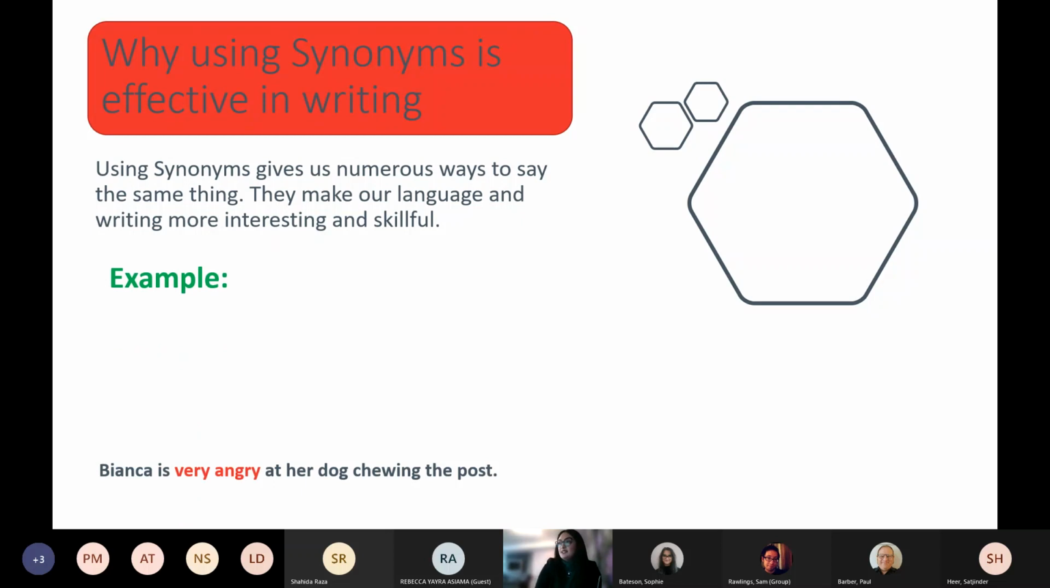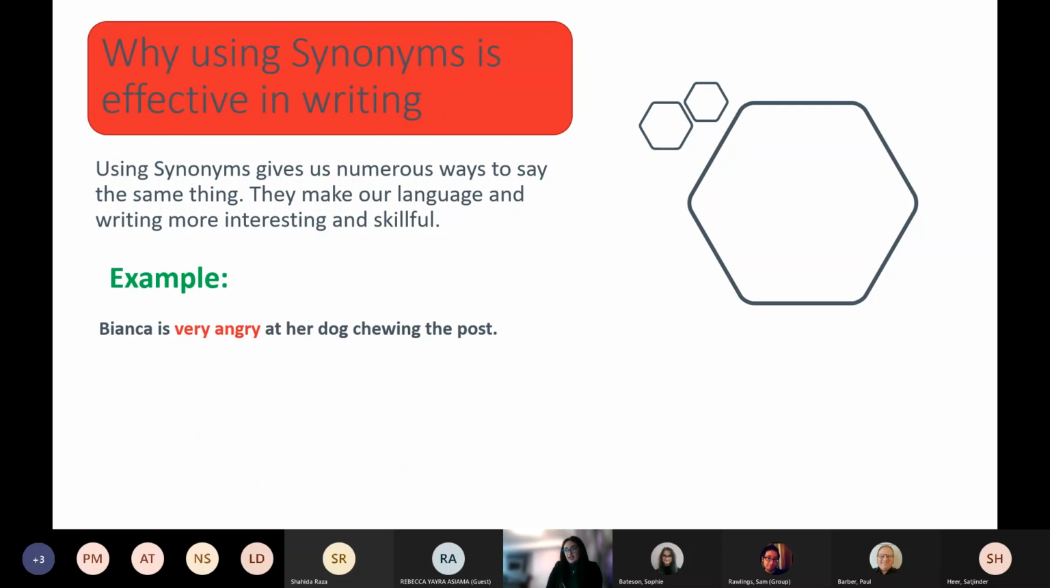An example of this: Bianca is very angry at her dog chewing the post. If you change it around and use the same sentence, Bianca is furious at her dog chewing the post. It gives you a bit of an exaggerated sentence after you've changed that same word.